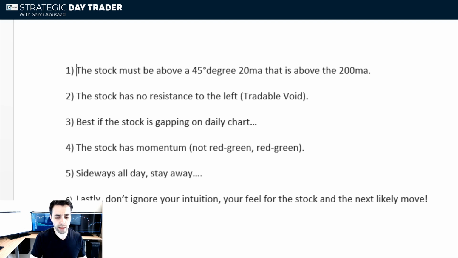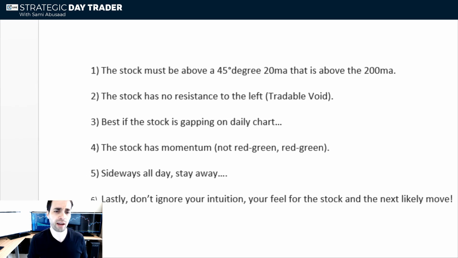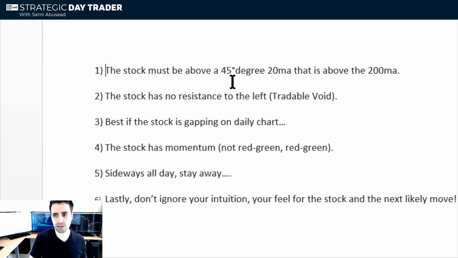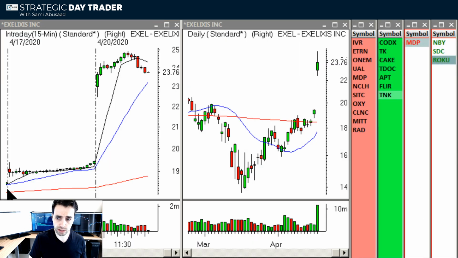Now here are some tips. We want the stock to be above a 45 degree 20 MA. Just last night, there was a comment on YouTube. How can you tell it's a 45 degree 20 MA? If it is going from the left corner of the chart to the upper right corner of the chart, it's usually 45 degrees. Usually, not always.